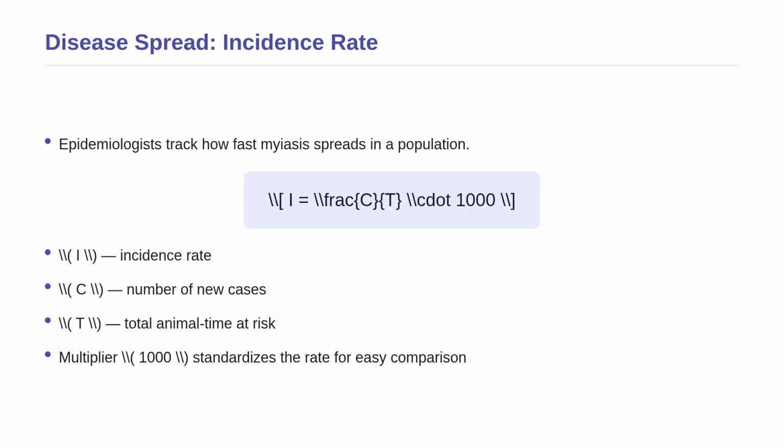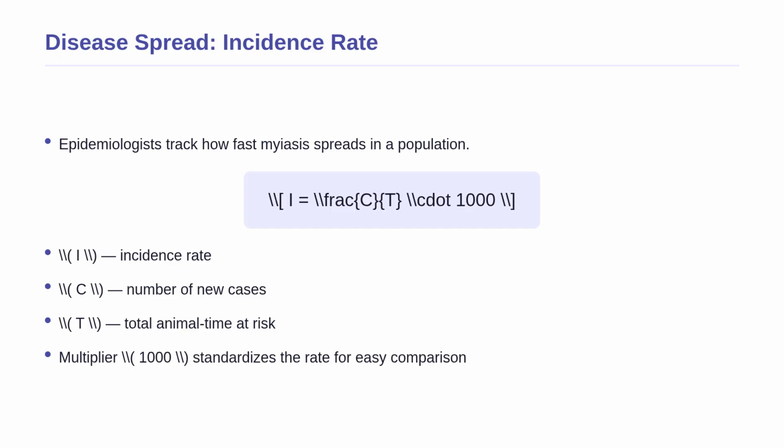Now that we have calculated the damage to a single animal, we must look at the herd level. Epidemiologists and farmers need to understand how fast the disease is spreading through a population to know when to intervene. They do this by calculating the incidence rate. The formula for incidence rate, which we will call I, is the number of new cases, C, divided by the total animal time at risk, T.